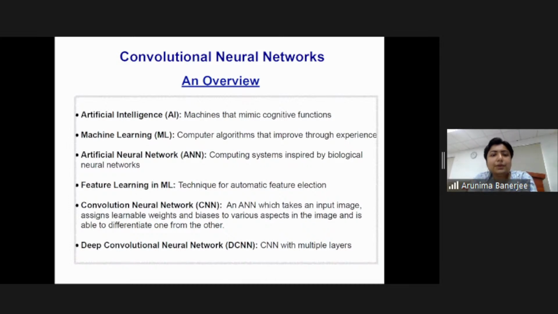Now, what is an artificial neural network? Artificial neural networks are computing systems inspired by biological neural networks. Okay. Feature learning in machine learning: a technique for automatic feature detection.